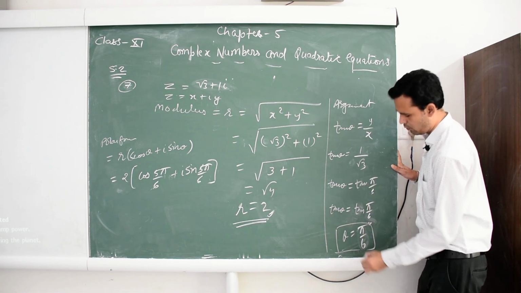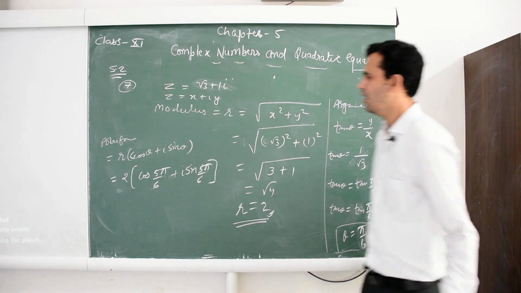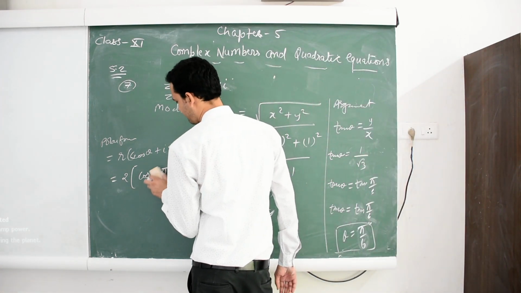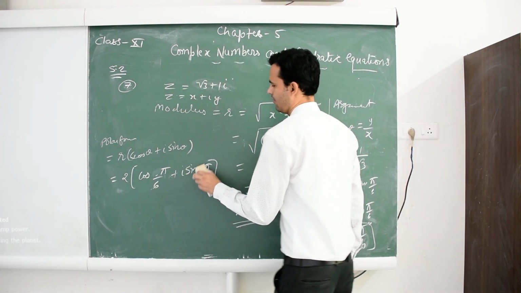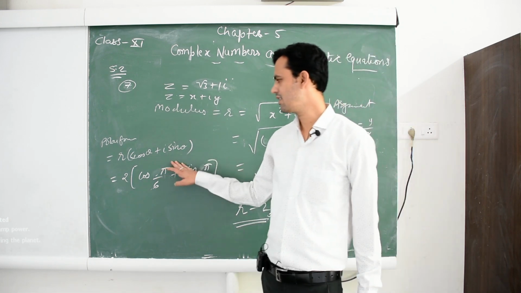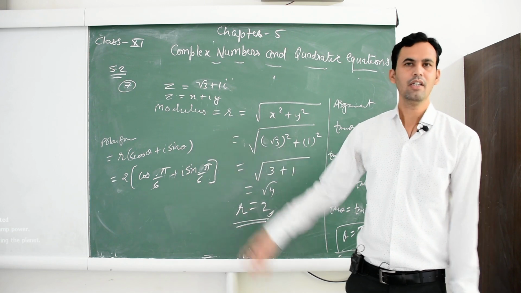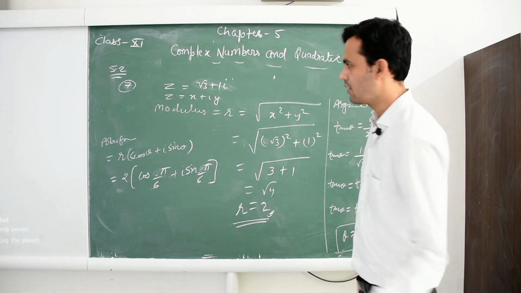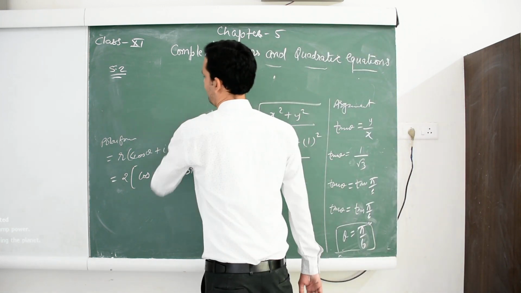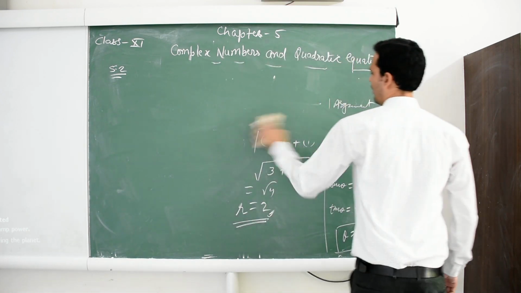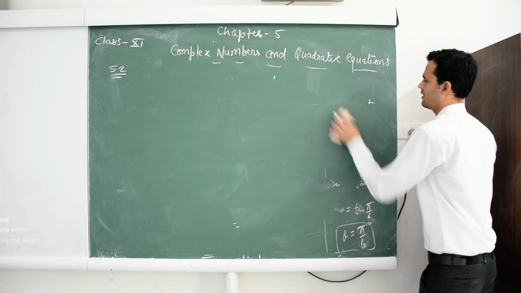So the value of theta is pi by 6 and the polar form is r cos theta plus i sin theta. It means 2 cos pi by 6 plus i sin pi by 6. This is question number 7. Now question number 8, the last question of the 5.2 exercise.